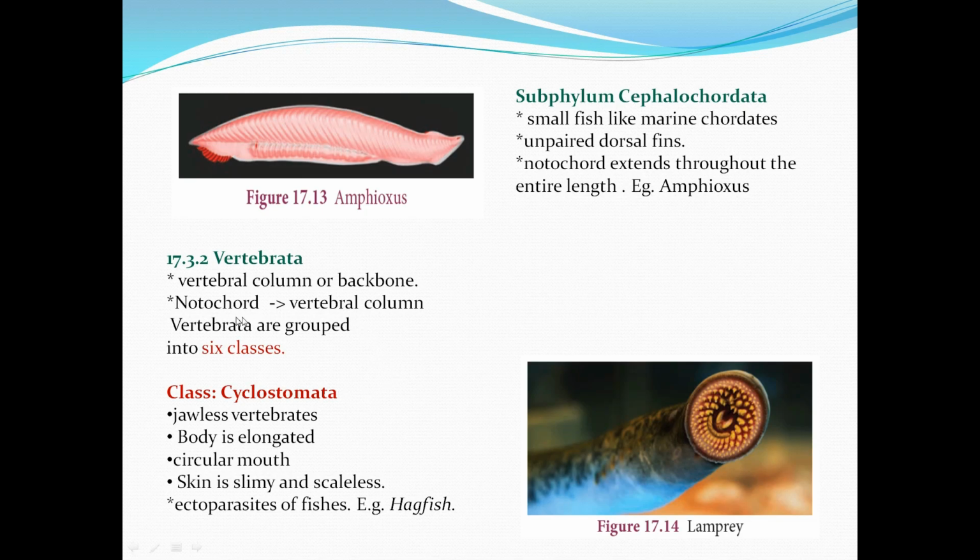The notochord in the embryonic stage will be replaced by the vertebral column in the adult, and this forms the chief skeletal axis of the body. Vertebrates are grouped into 6 classes.